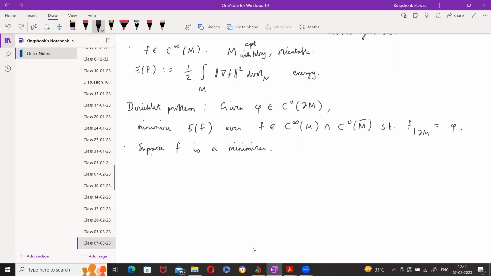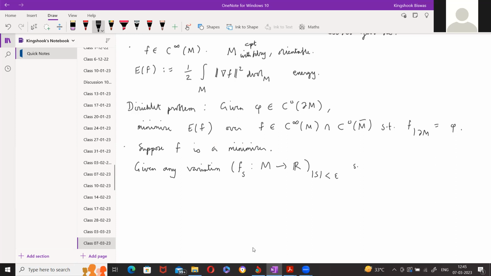Then what we can do is the following. Given any variation of f, so again we look at variations. Let me call it fs. These will be functions from M to R. So now the variation is by a family of functions, and what I want is that all of these functions are fixed on the boundary. So fs restricted to the boundary of M is equal to phi for all s.